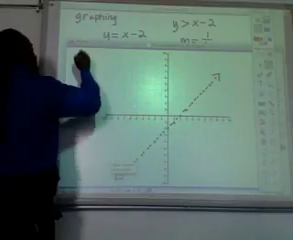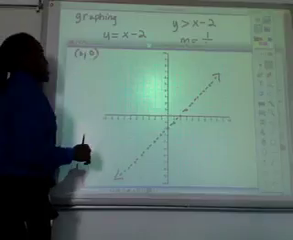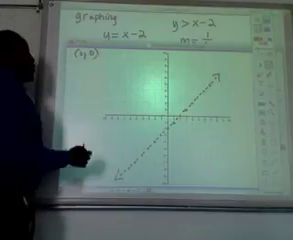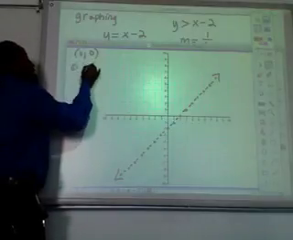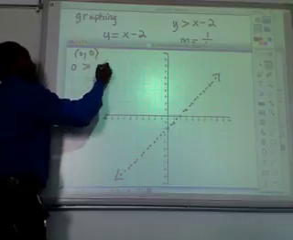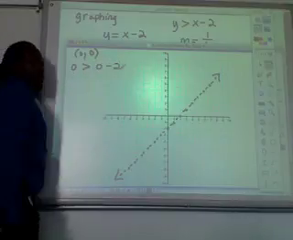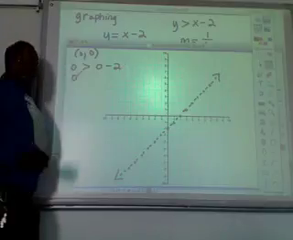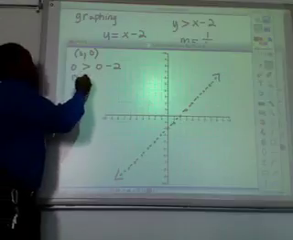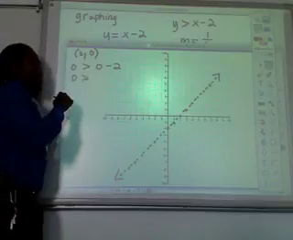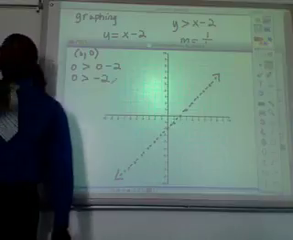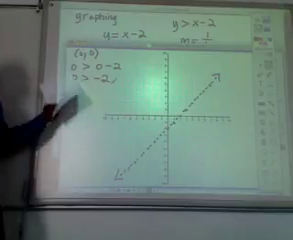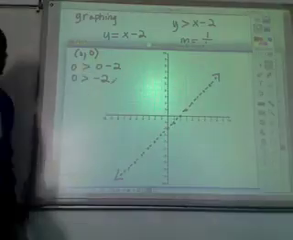So if I'm using my test point of 0, 0 to test the shade, we plug in 0 for x and 0 for y. So this is going to be 0 is greater than 0 minus 2. What does this become? 0 is greater than negative 2. Is this true? Is 0 greater than negative 2, or is this false? It's true, because 0 is greater than negative 2.